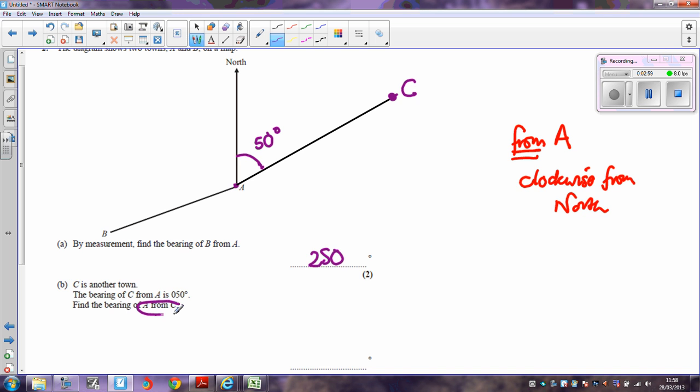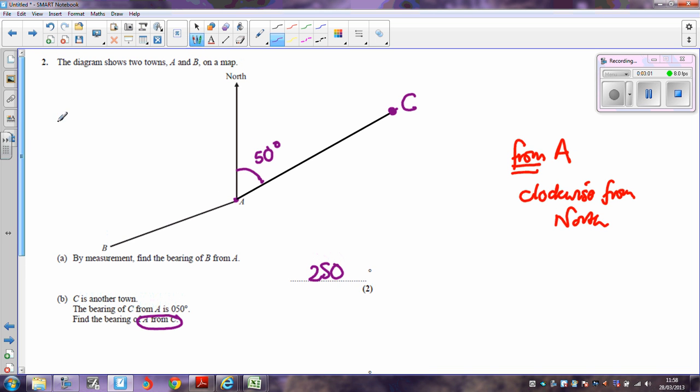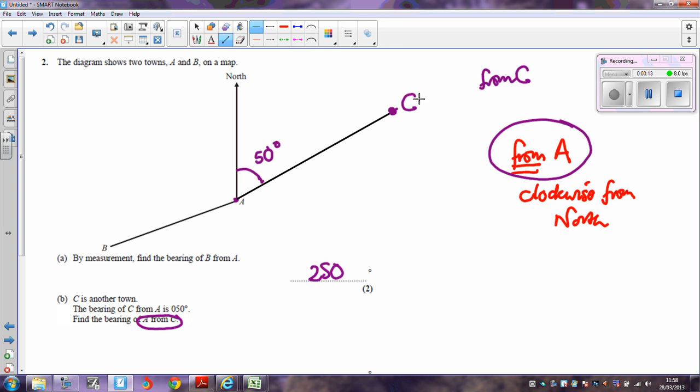The question then says, what is the bearing of A from C? What that means is that if the bearing is being measured from A, we draw the north line at A. If the bearing is being measured from C, we draw the north line at C. So what we need here is a line that goes up towards the north from C. Okay, so there's my north line. I can use a little bit of work with parallel lines here. This north line must be parallel to the north line there, because north always goes straight up the page.